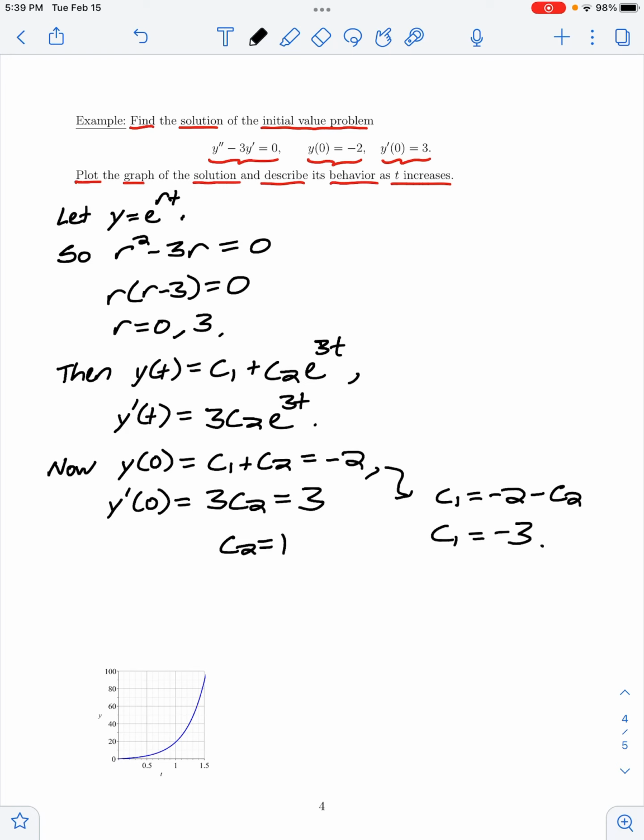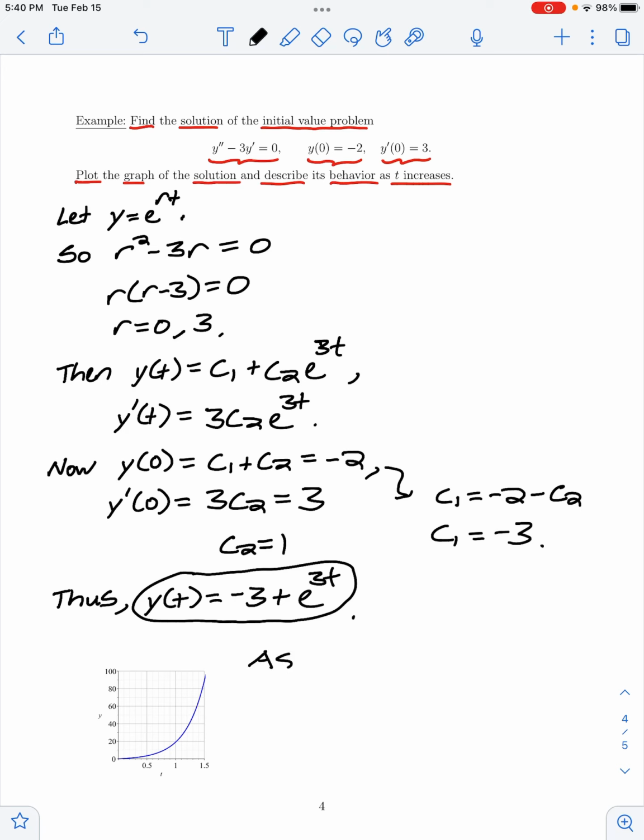Now, substituting those constant values back into our general solution, we have y of t is given by c1, which was negative 3, plus c2, which was 1, times e to the 3 times t power. So this would be our solution of this initial value problem.